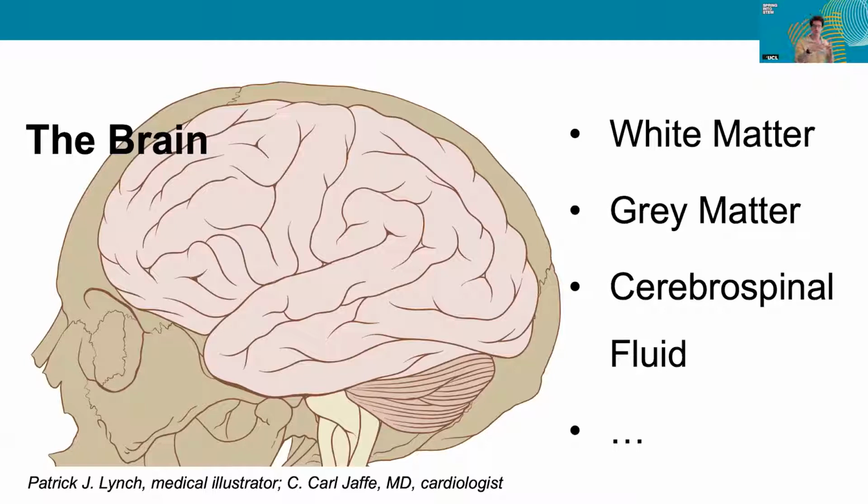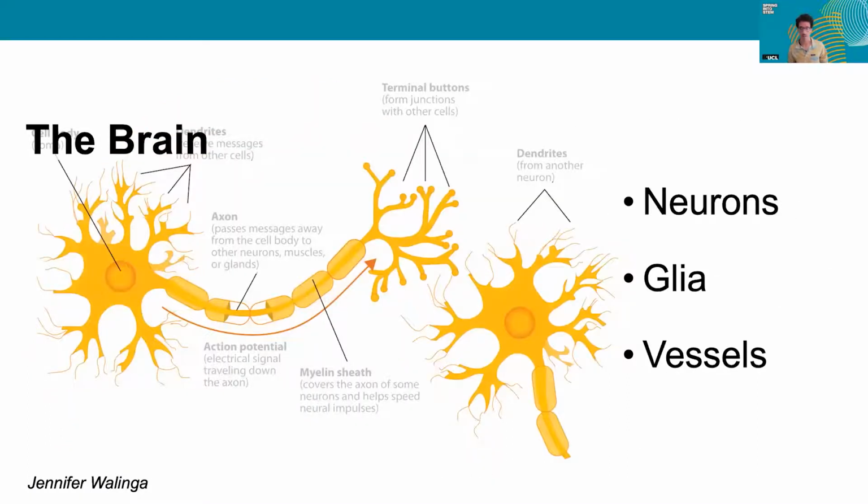Now, as imaging methods got better and people started to cut the brain into thin slices and put them under microscopes, they saw that it's comprised of many more smaller parts, most of which are neurons, and there's also glia, which are non-active cells, and these neurons are connected with axons, and there are blood vessels all throughout the brain to supply all of these cells with oxygen and nutrients.